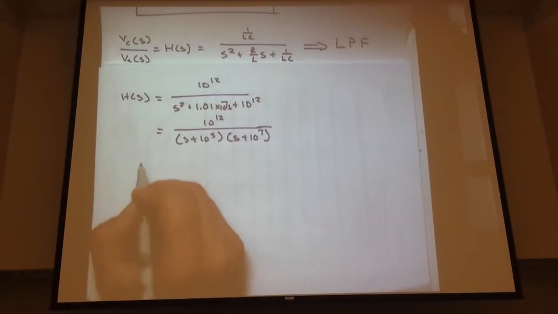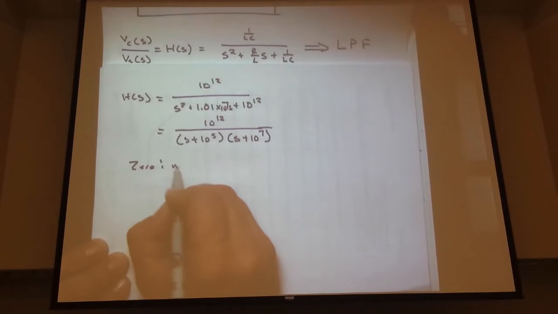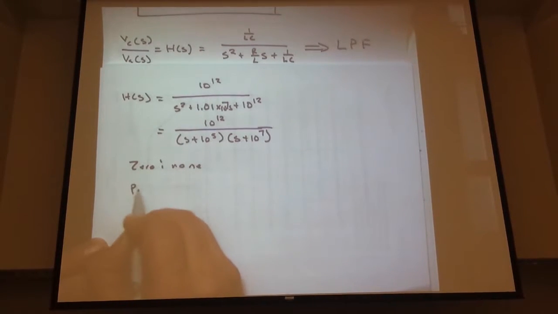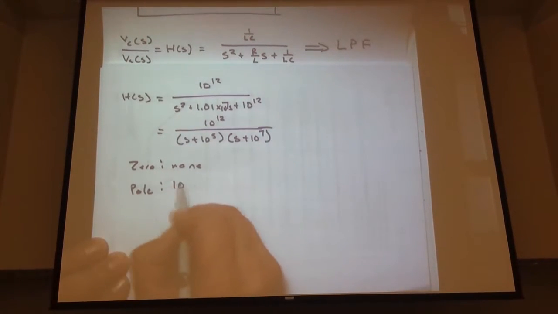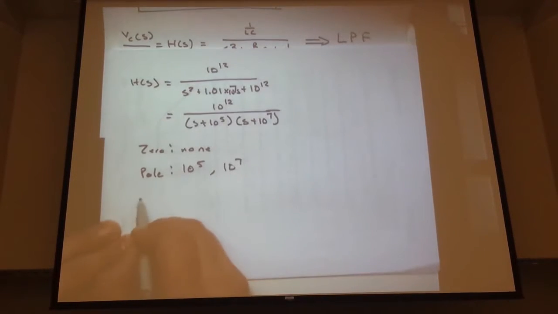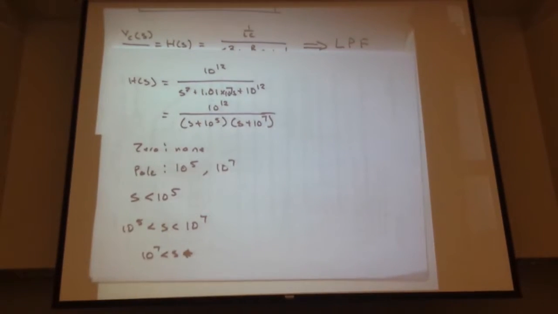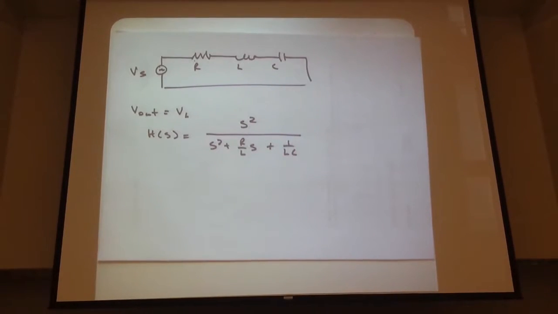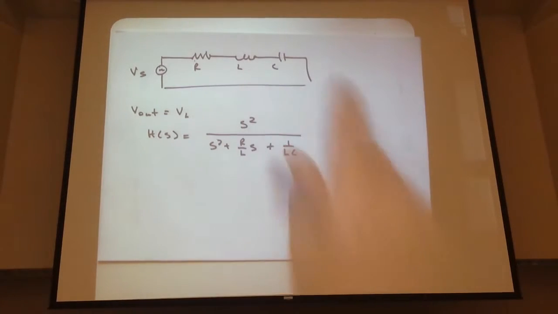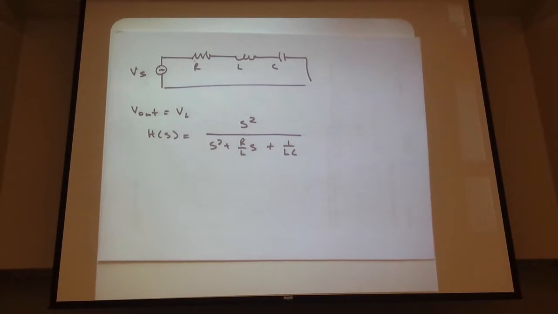Well, we have a pole, 0 is none, may as well write that down. Pole, 10 to the 5, 10 to the 7, S, less than 10 to the 5, again doing it back in the old way. The way I tend to think about it, 10 to the 7, less than S. Just less than. So what do we look at? The algebra. Substitute that in. ZL over ZR plus ZL plus CC, and then some rearranging to get this. What type of circuit is this?